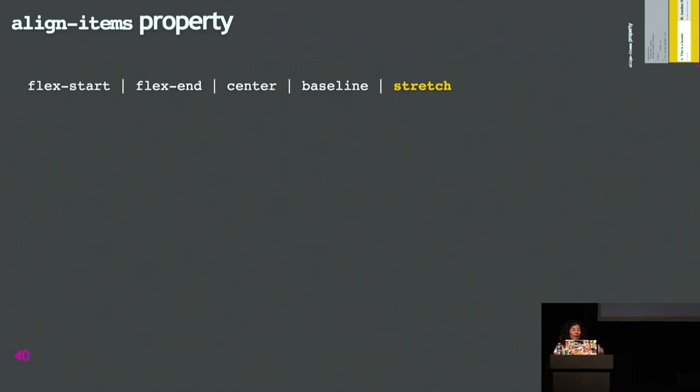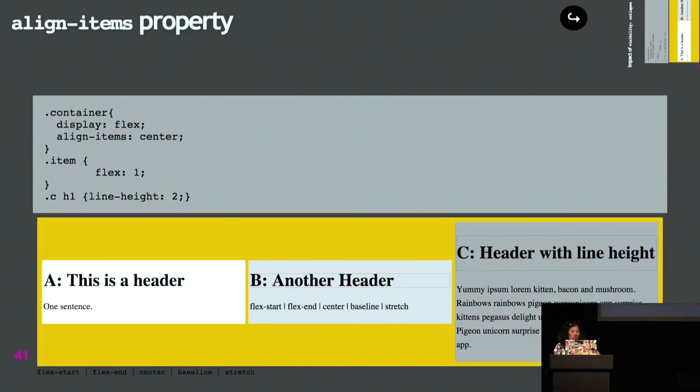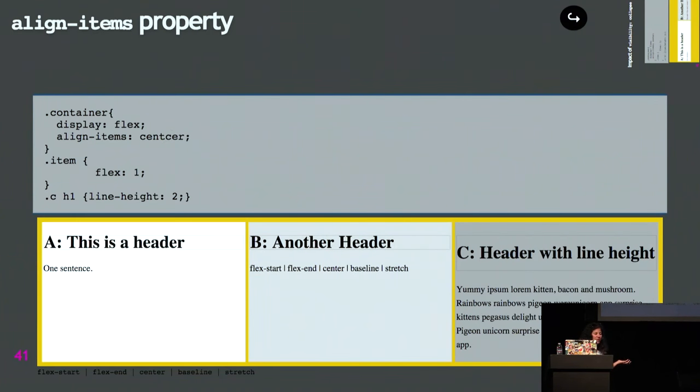So align items is, if you're doing a row, how to align it from top to bottom. If you're doing a column, how to align it from left to right in a right to left or left to right language. So we have flex start, which puts them on top, flex end, which puts them on the bottom, center, baseline, and stretch. The default value is stretch. Here, I centered them. So each one is the height that it needs to be, because I did not stretch them. The default is what we've seen so far, stretches them.